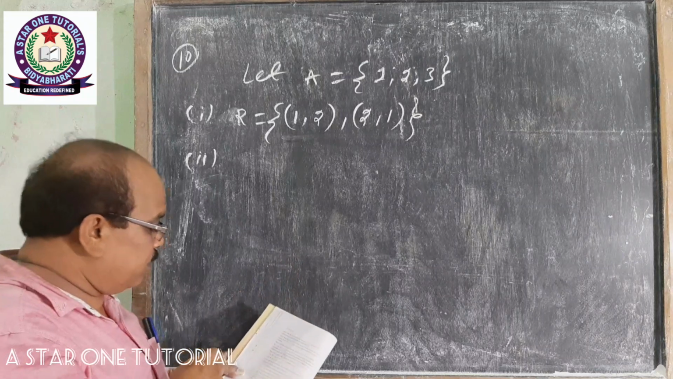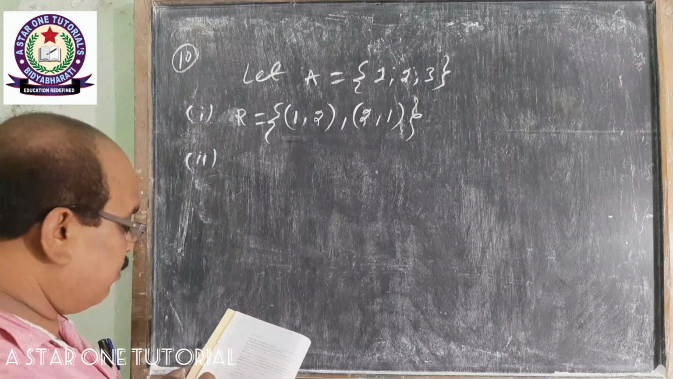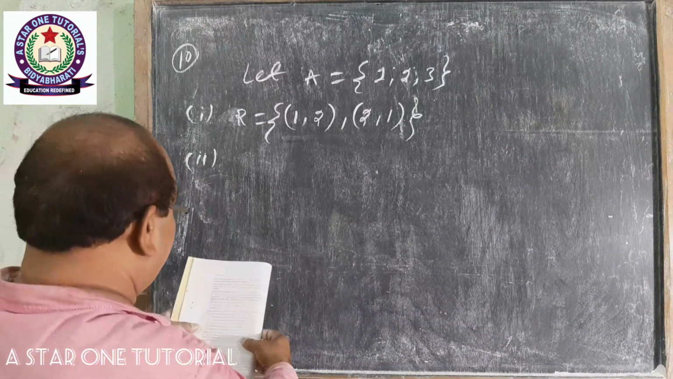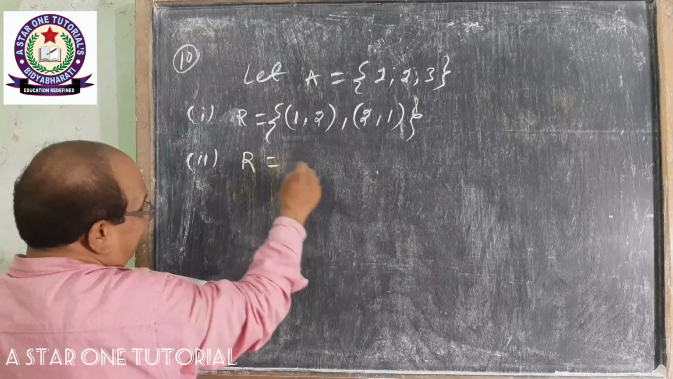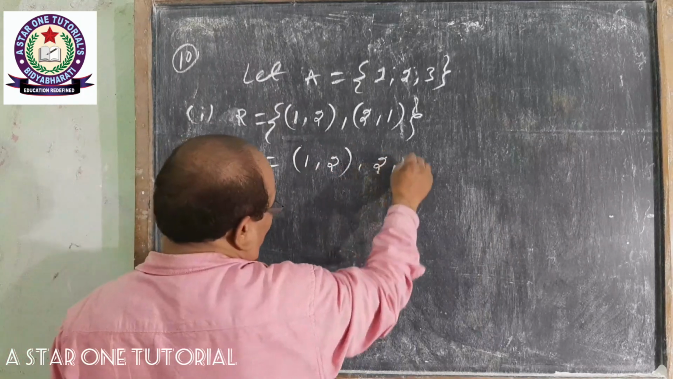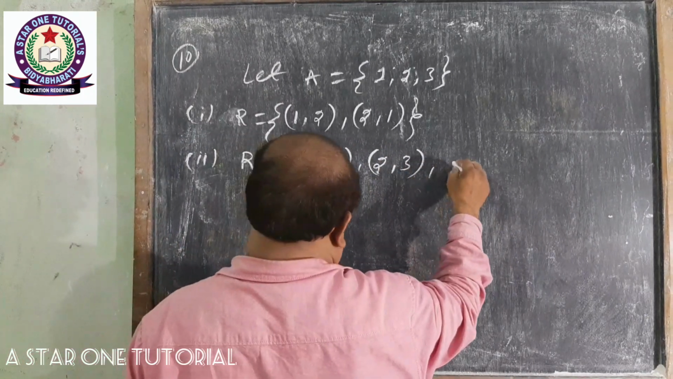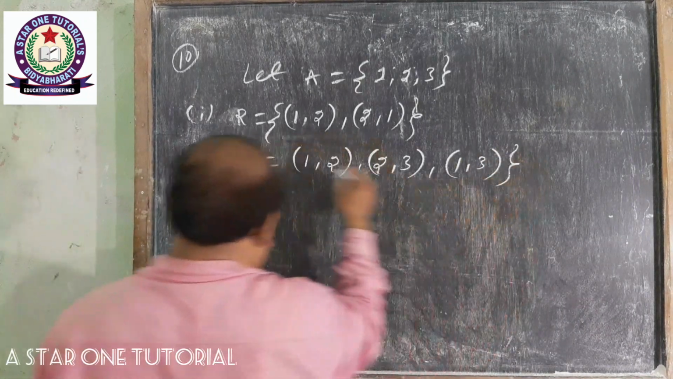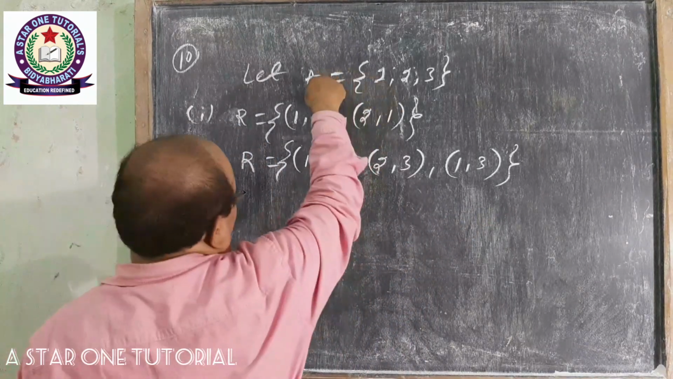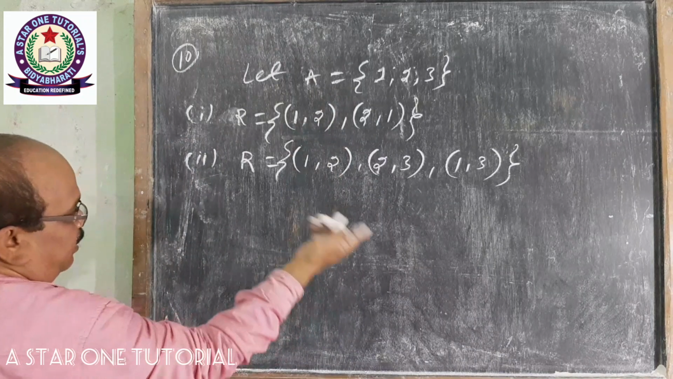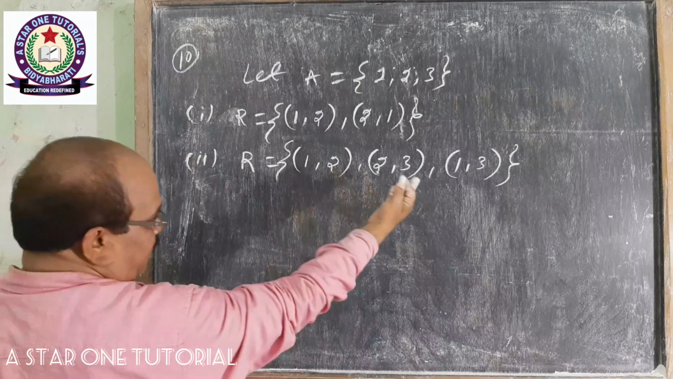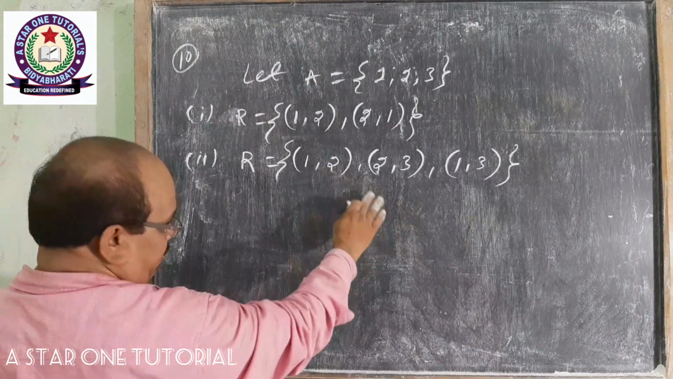Second, we have to give an example of a relation which is transitive but neither reflexive nor symmetric. So let us take (1, 2), (2, 3) and (1, 3). This much only. You see here, this is not reflexive. Why? Because 1 is in the set A, but the pair (1, 1) is not here. Again, the pair (1, 2) is there, but (2, 1) is absent, so it is not symmetric.